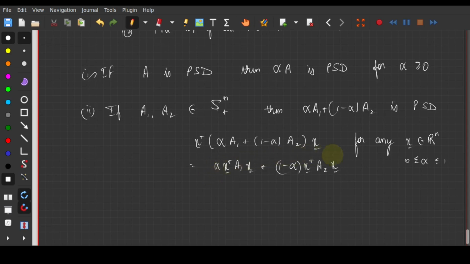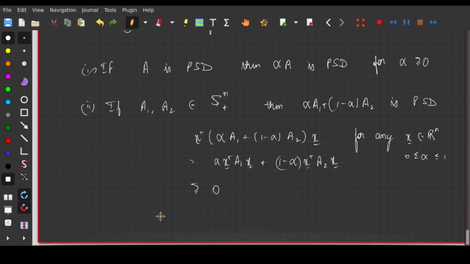Right? But what can we say about this quantity? Greater than or equal to 0. So A1 is positive semi-definite, so X transpose A1 X is greater than or equal to 0. And A2 is also positive semi-definite, so X transpose A2 X is greater than or equal to 0. So this quantity is greater than or equal to 0. Right? So it's convex.